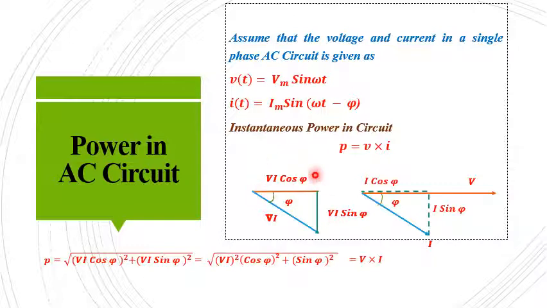So here we can say that the total power VI has two components. One is VI cos phi and another one is VI sin phi. The component VI cos phi, which is in phase with your voltage vector, is known as your real power, and the component VI sin phi is known as your reactive power, and the total power VI is the apparent power. So in the next slide we can see the physical significance of what actually this real power, reactive power and apparent power are.